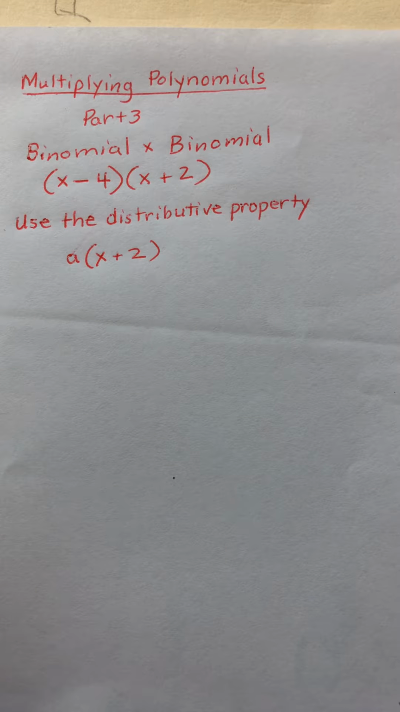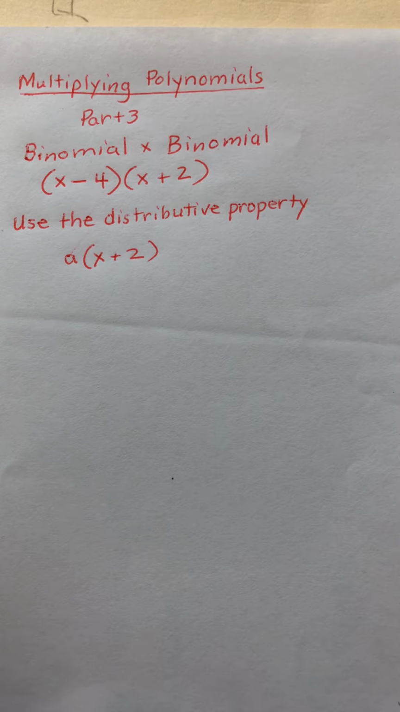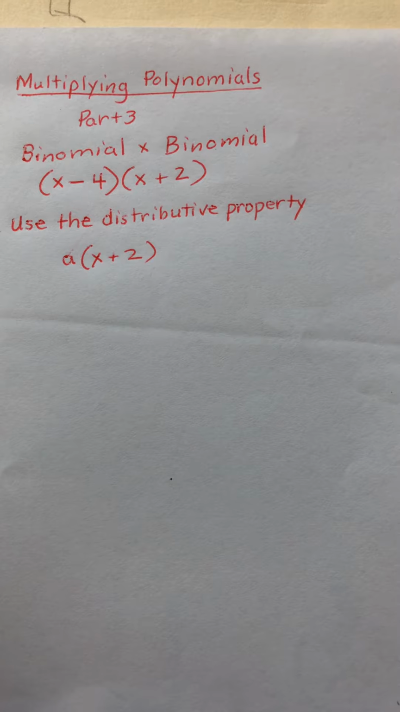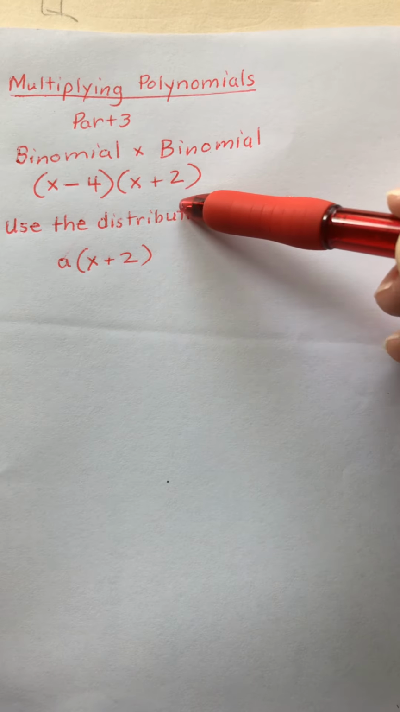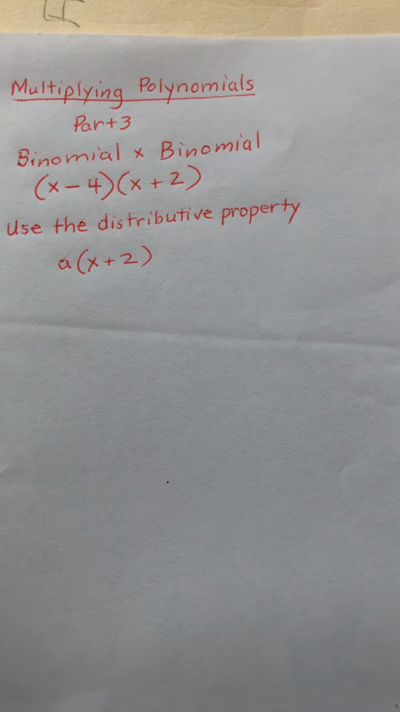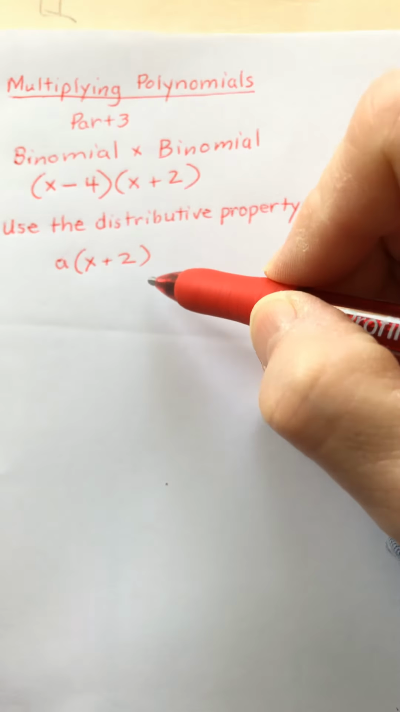Now we are going to work on multiplying polynomials when we have a binomial times a binomial. That's like the binomial x plus 4 times the binomial x plus 2. We're going to use the distributive property. Now, you already know how to do this kind.